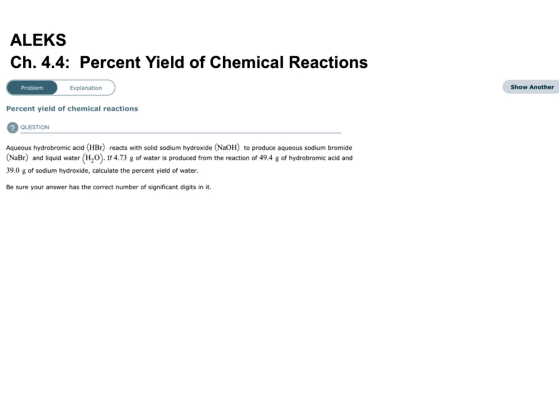We're working on an ALEKS problem that deals with percent yield. Whenever we're asked to determine the percent yield, we must always have a balanced chemical equation. So in this example, we have HBr reacts with NaOH to produce NaBr and H2O. So I want to come up with a balanced chemical equation.